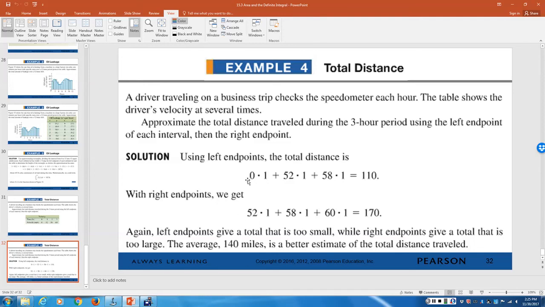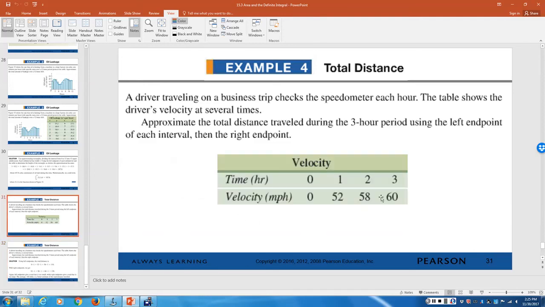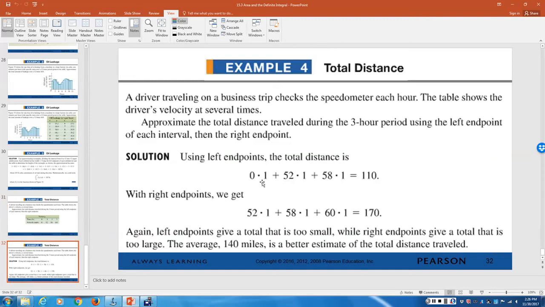Using the left endpoints, they start at 0, and they're beginning at 0 velocity, but they've traveled 52 miles. They're traveling at 52 miles an hour after 1 hour. So they traveled at 0 velocity times 1 because you measured that at the beginning. So at the beginning of the 2nd hour, they're 52 miles an hour for another hour, then 58 miles an hour for another hour, and that's about 110.